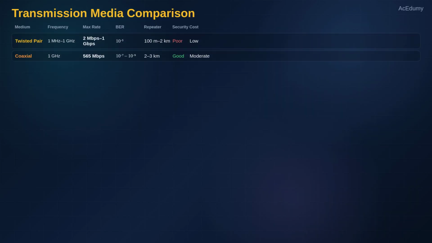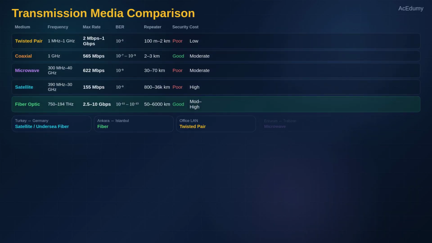Let us now compare all 5 major transmission media side by side. Twisted pair operates from 1 MHz to 1 GHz, with bit rates from 2 megabits per second up to 1 gigabit per second. Its bit error rate is 10 to the minus 5. Repeater distance is just 2 kilometers to 100 meters. Security is poor and cost is low.